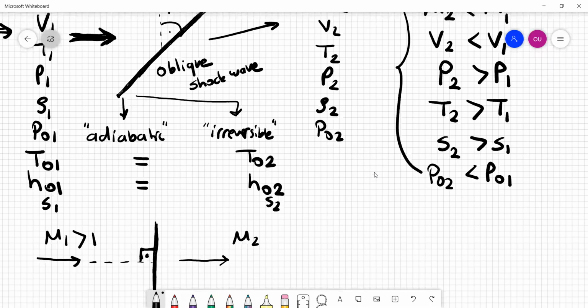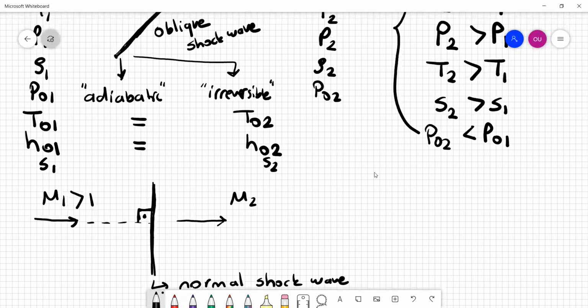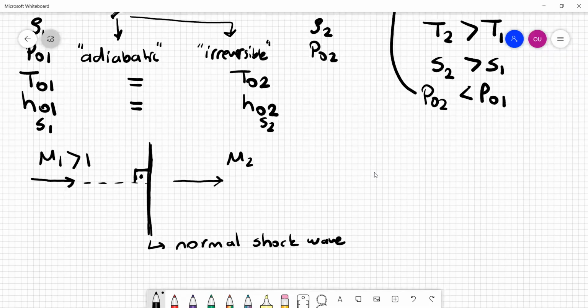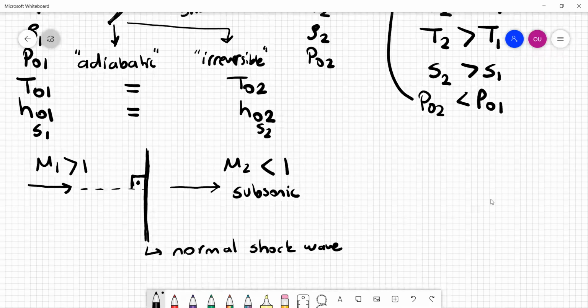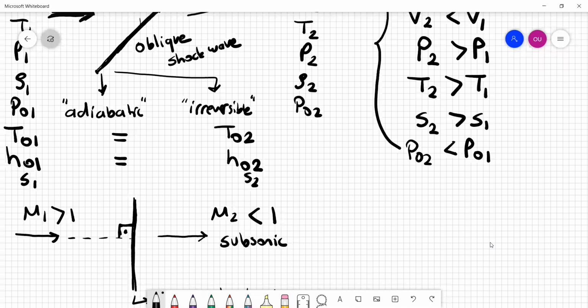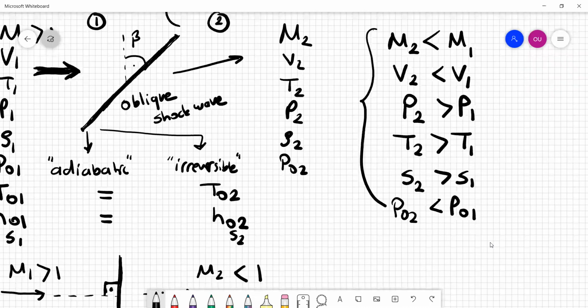So if it's greater than 1, but how high is it? Is it 1.1 or is it 8, right? Regardless of how high M1 is, for a normal shock wave, M2 will always be subsonic. Always. There is no exception to that, okay? If you have a normal shock wave, M2 will always be subsonic. But this is not the case for oblique shock waves. For oblique shock waves, M2 in most of the cases can still be supersonic.